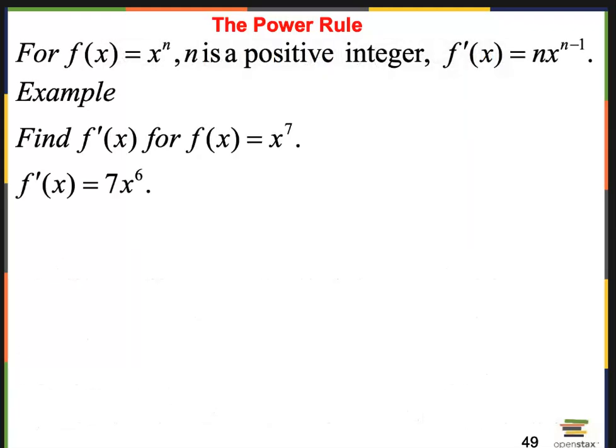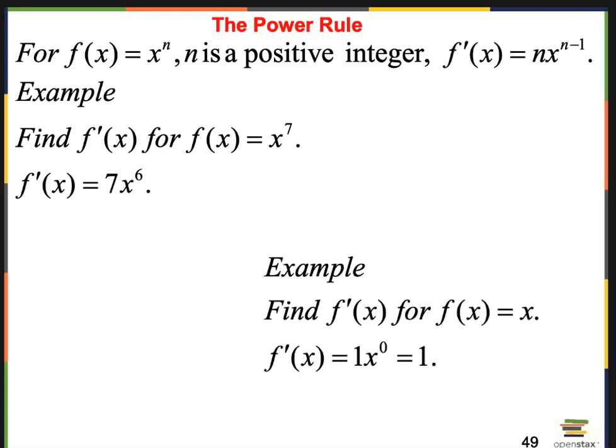So let's look at an example here. What if I have f of x equals x to the 7th power? Well, we bring that 7 down front and we take 1 away from it. So we have 7x to the 6th power for our derivative. And for example, what if f of x is just x? Well, think of that as x to the 1st power. So we'll bring the 1 down and take 1 away. 1 minus 1 is 0, and anything to the 0 power is 1. And so my answer would be 1.